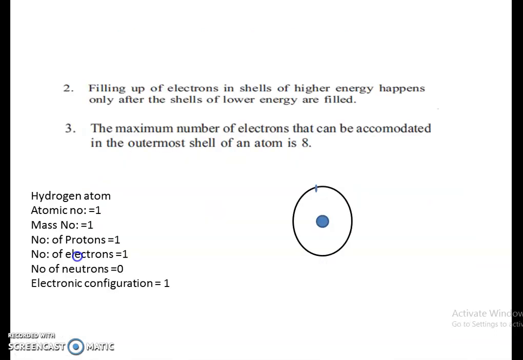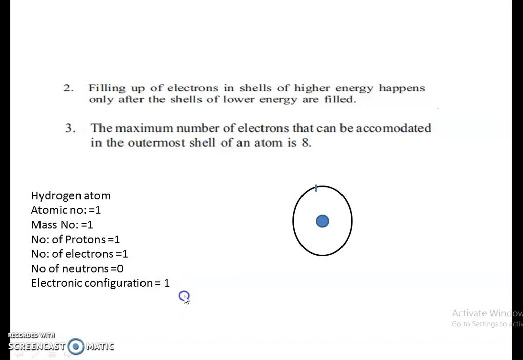So let us consider the hydrogen atom. Hydrogen has atomic number 1 and mass number 1. The number of protons is 1, because atomic number is equal to the number of protons, which is equal to the number of electrons. The number of neutrons is mass number minus atomic number, which is 0. So there is no neutron for hydrogen. The number of electrons is 1. So for the electronic configuration, the first shell can occupy 2 electrons.